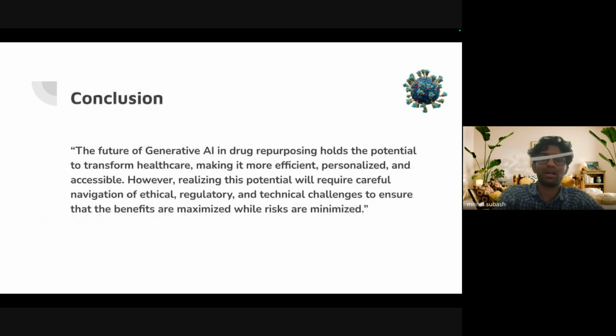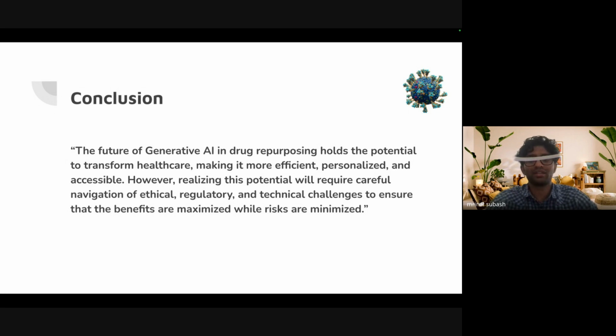So that concludes my presentation for today, and I'd like to say this is something that I thought of, and I have coined these words. These are my words. The future of generative AI and drug repurposing holds the potential to transform healthcare, making it more efficient, personalized, and accessible. However, realizing this potential will require careful navigation of ethical, regulatory, and technical challenges to ensure that the benefits are maximized while the risks are minimized.